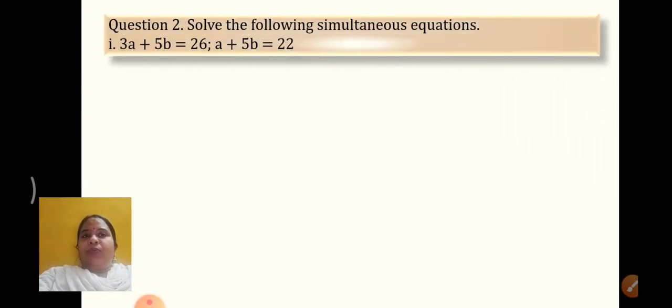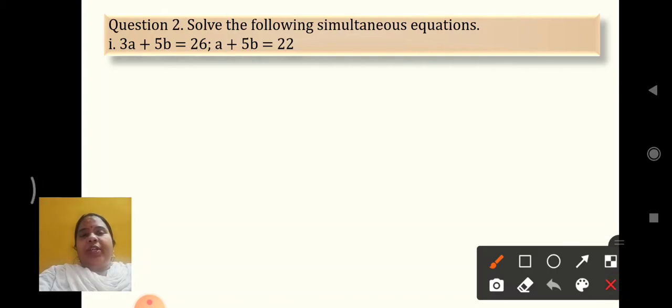Question number 2. Yes, from that first one, it is solve the simultaneous equations. Now have a look at the question. The question is 3a plus 5b is equal to 26 and a plus 5b is equal to 22.